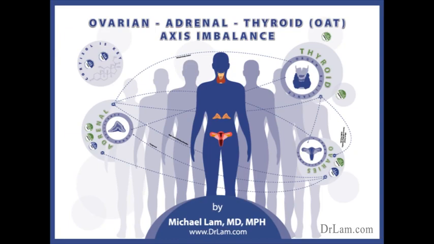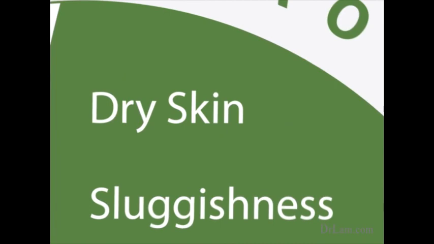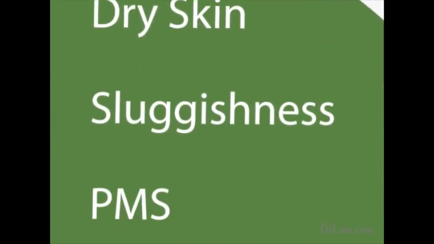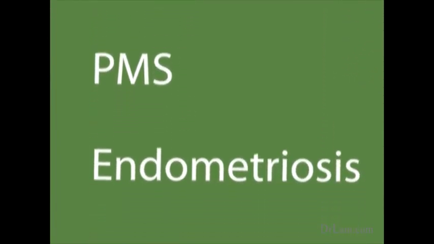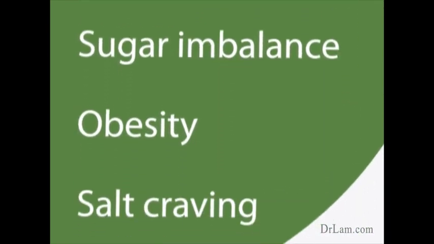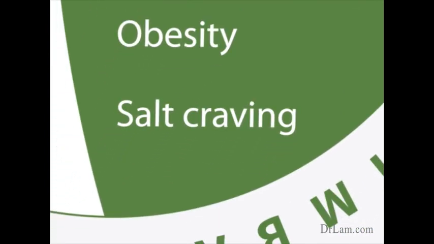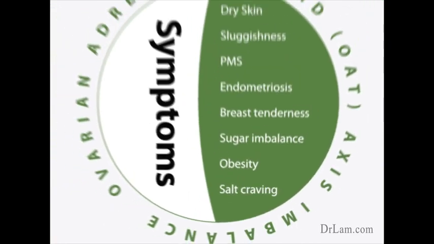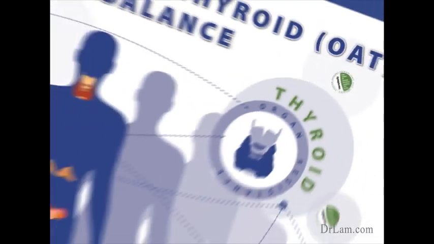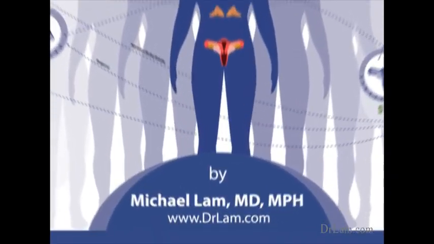So if you have symptoms suggestive of hypothyroidism, such as dry skin, sluggishness, as well as PMS and endometriosis, breast tenderness, and then also of adrenal fatigue, such as sugar imbalances, obesity, and salt craving, and you have all these symptoms and no one can figure out for you what is going on, you may want to consider the OAT axis imbalance as one of the causes.